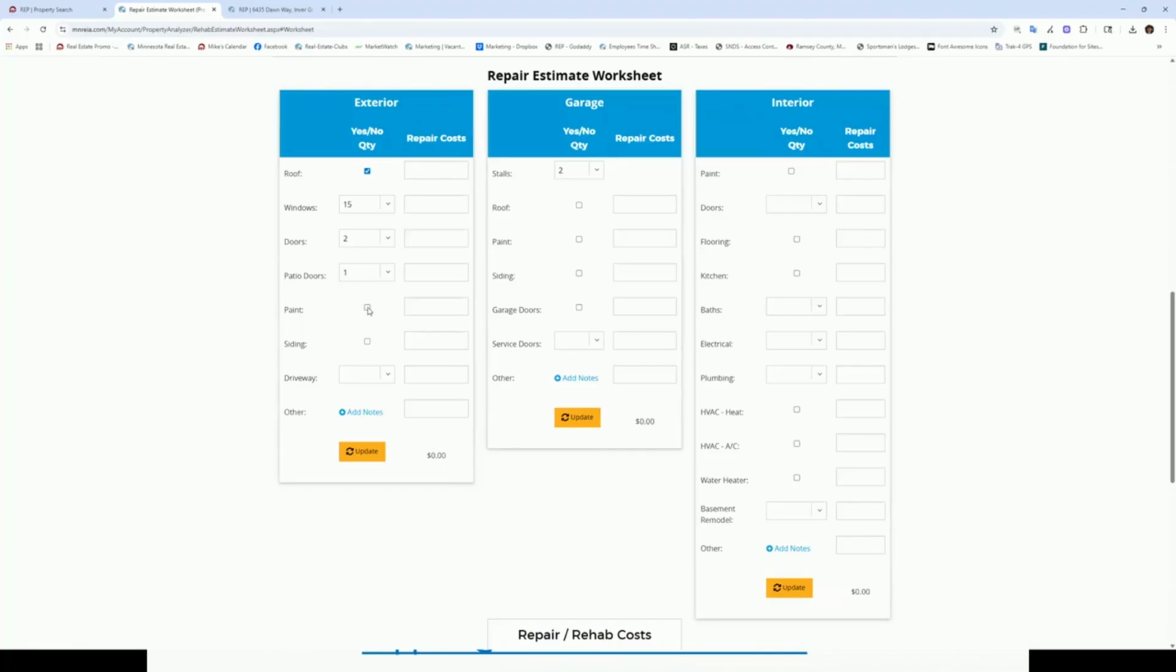And then exterior, do we want to paint or do we want to tear off the old siding and replace it with new siding? And then driveway, do we have to replace the driveway? Do we have a small, medium, or large driveway?